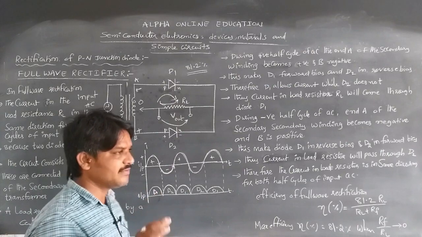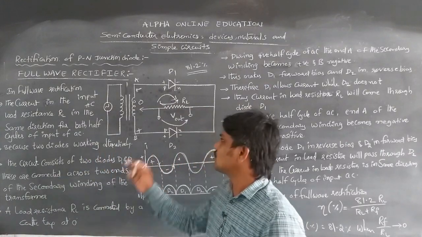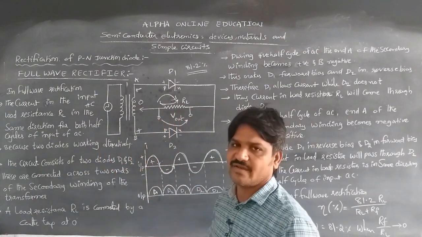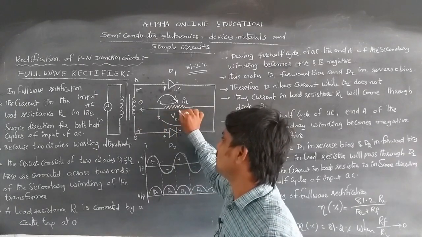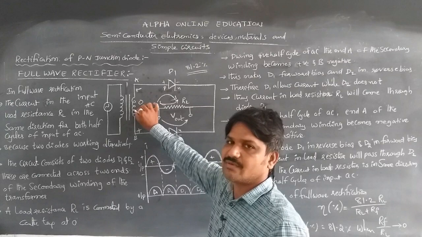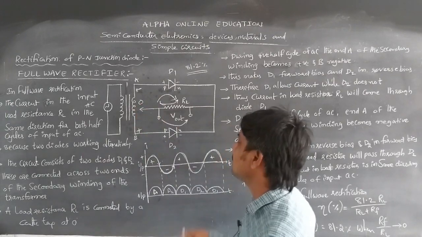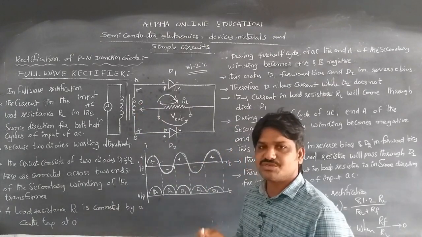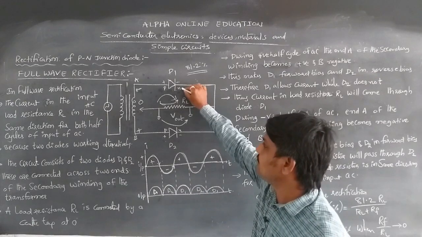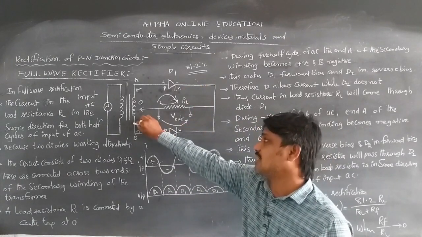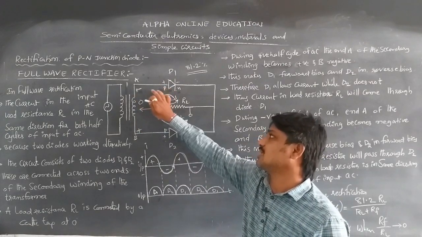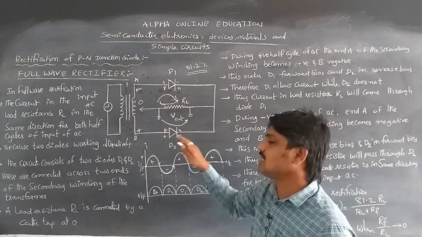Once again, the full wave rectifier is also called the center tapped full wave rectifier. The load resistance is connected at the center tap of the transformer at point O. Here in this full wave rectifier we use two diodes, D1 and D2, connected at the ends of the secondary winding, that is A and B. D1 diode is connected at A and D2 at B.